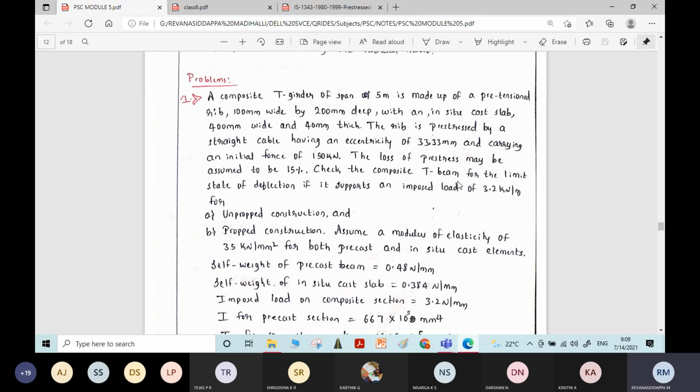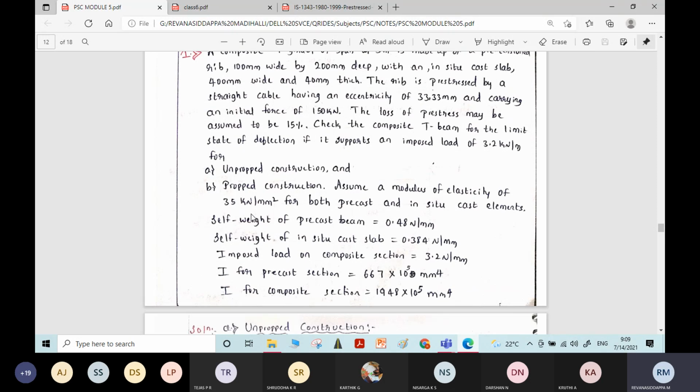We have to find the actual deflection for the given loading condition, and that deflection should be compared with the limiting deflection. If the actual deflection is less than the permissible deflection, then the section is said to be safe. It is asked to find the deflection for two cases: one is propped construction and the other is unpropped construction. The rest of the parameters required for the calculation are all given.